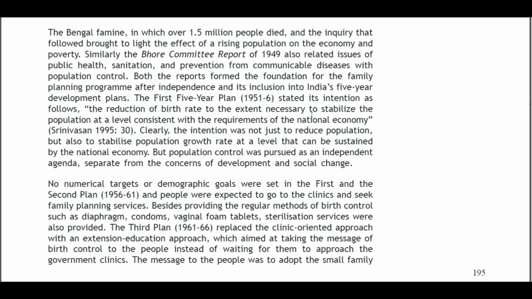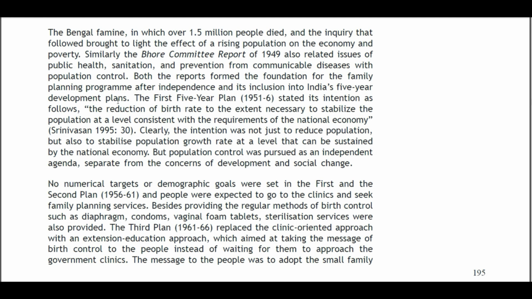The Bengal Famine, in which over 1.5 million people died, and the inquiry that followed brought to light the effect of a rising population on the economy and poverty. Similarly, the Bhore Committee report of 1949 also related issues of public health, sanitation, and prevention of communicable disease with population control. Both reports formed the foundation for the family planning program after independence.